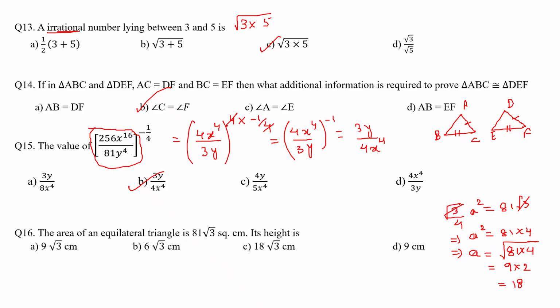So I got the measure of the side of the equilateral triangle. So the height formula is root 3 by 2 into side. So root 3 by 2 into 18, so 2 times 9, so the answer is 9 root 3, which is option A.